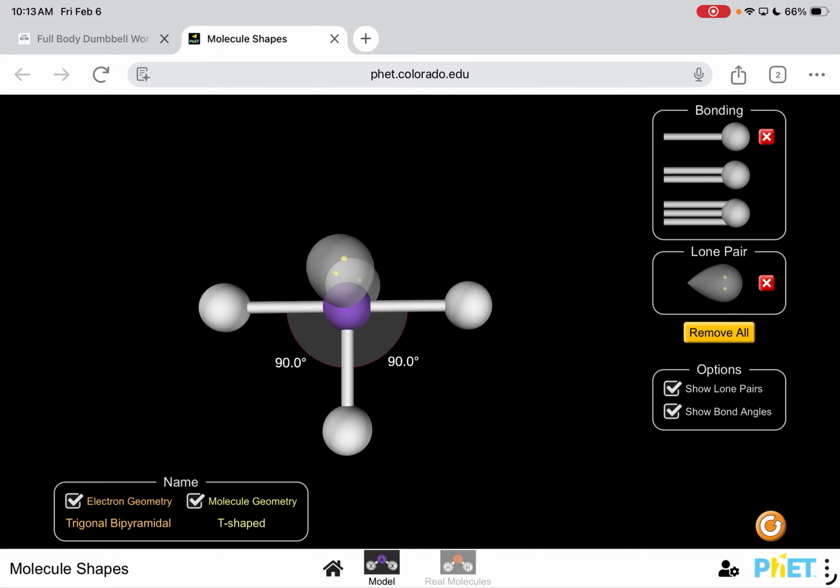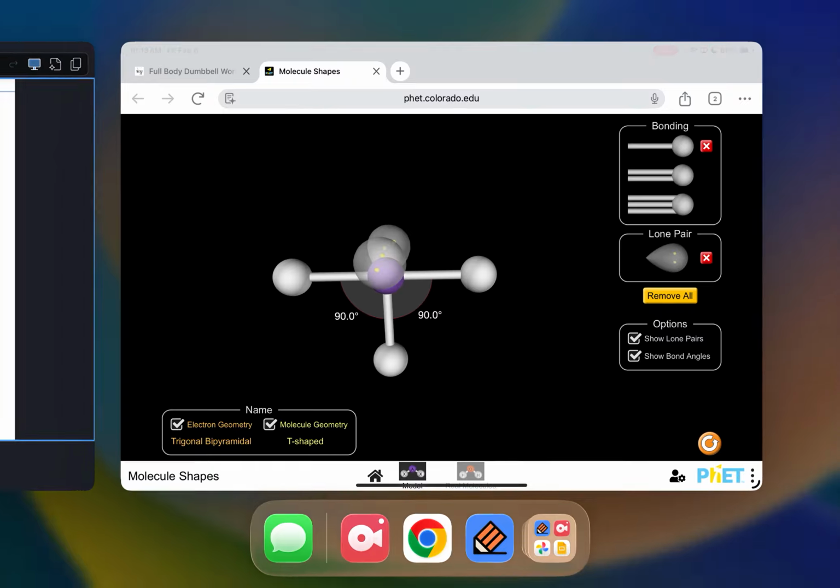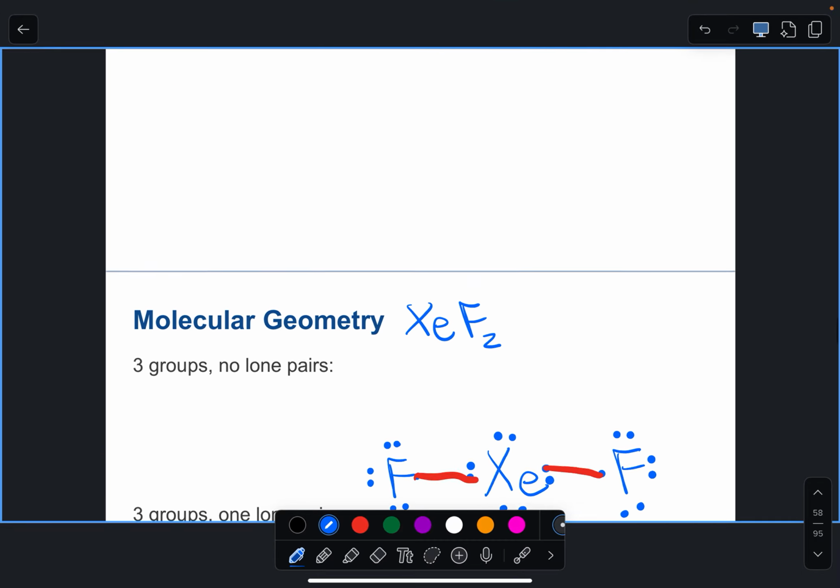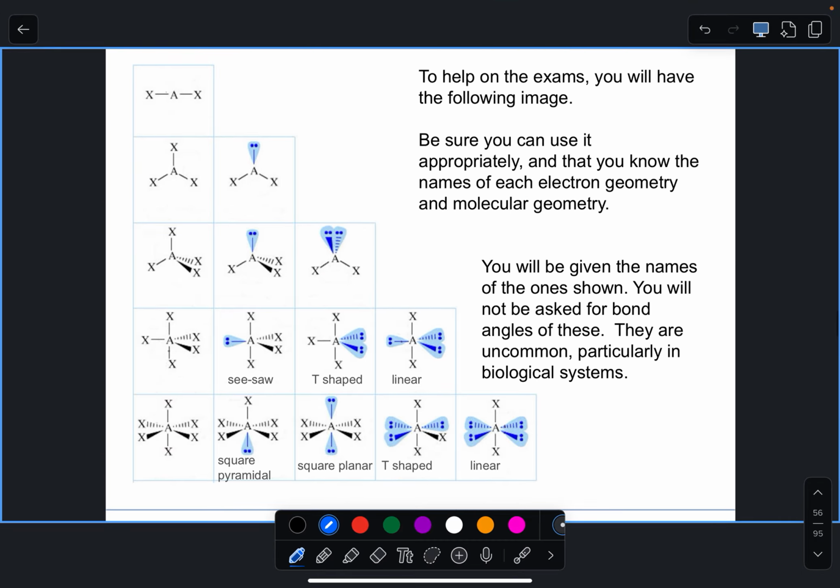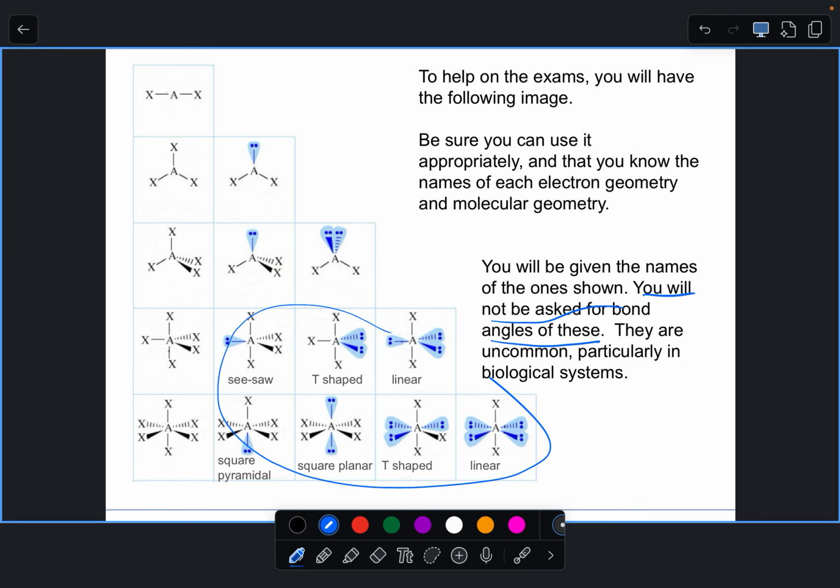Now, these would be 90-degree angles. They're probably slightly less than 90 degrees. Now, I said this in the notes, and so I have to abide by it: you will not be asked for the bond angles of these, like these guys over here. I'm not sure that it was that hard. Why did I say you don't have to know them? I don't know, but I already said it, so I can't take it back now. So just the ones that are labeled there. See, it says you will be given the names of the ones shown.